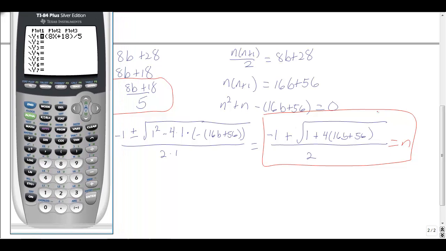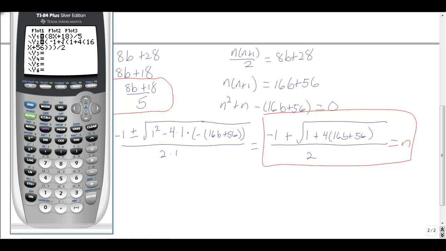For y2, I'm going to put in this equation for n. So this is parentheses, so you have to do a negative 1 plus, whoops, didn't get my 1, plus the square root of 1 plus 4 times 16x, we're going to use x for b, plus 56. Close the parenthesis, close the square root, close the numerator, divide by 2. So I put those in. Now, I could just plug in different values here. The question is, how does this help me? I'm going to do this really quick by using the table.